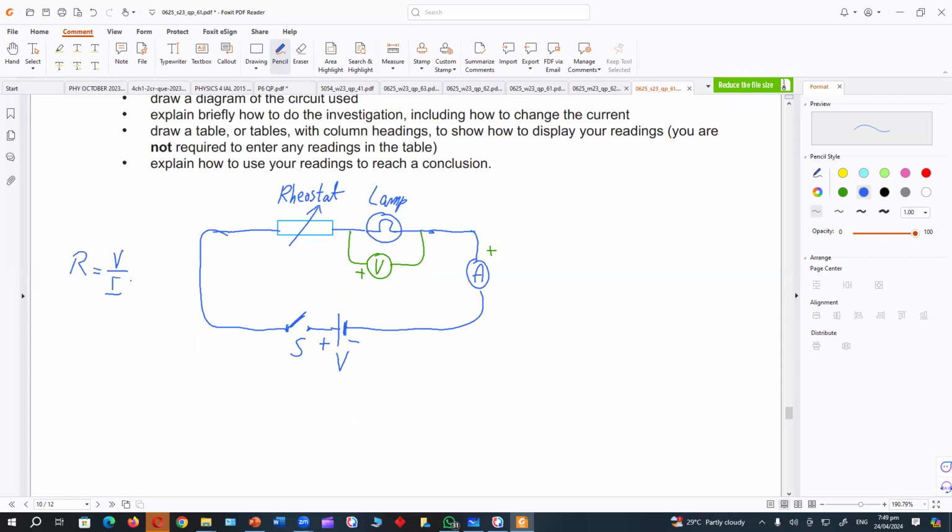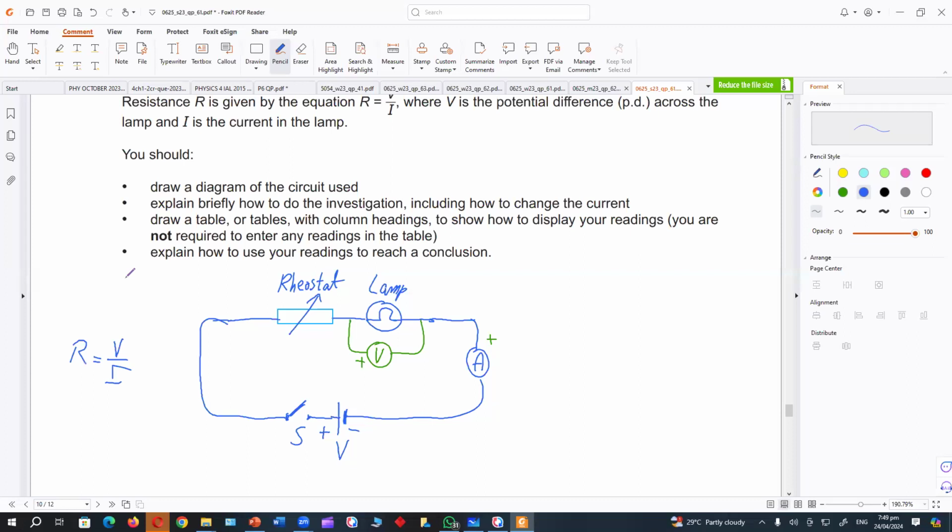I can find the resistance from this. Basically, I can find the resistance from the formula. Current is coming from the ammeter. So look at this diagram and see the procedure which I have explained.